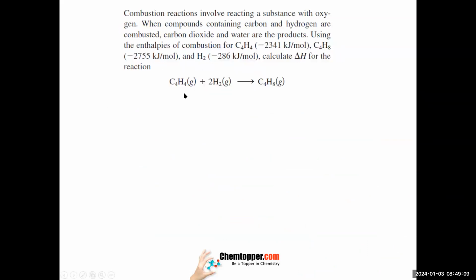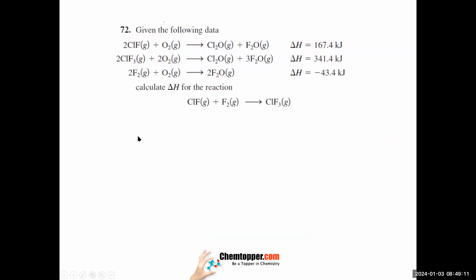This question also I'll do with you, but before that, because I just want to be very sure that you have understood how to flip the equations, how to get the desired equation from multiple equations. So that is the understanding which I'm checking here. 1, 2, 3. These are the given equations. 1, 2, 3. These are their delta H values. This is the desired equation.